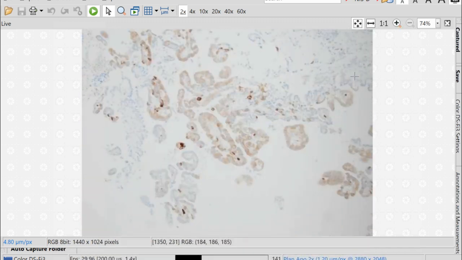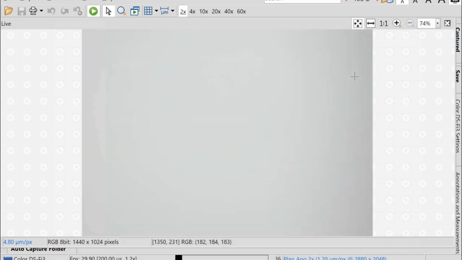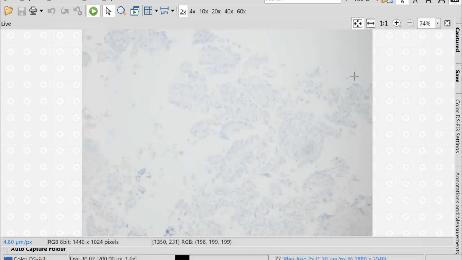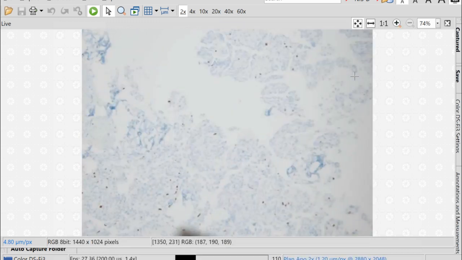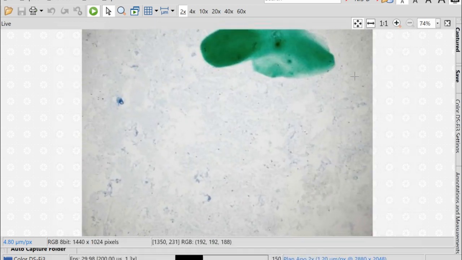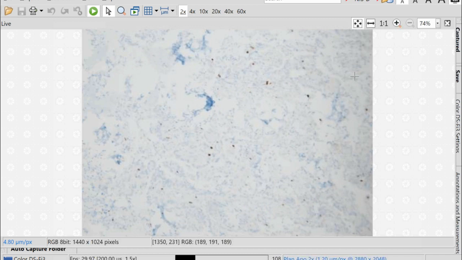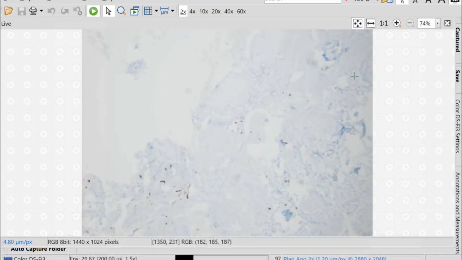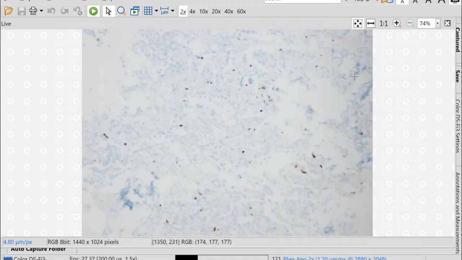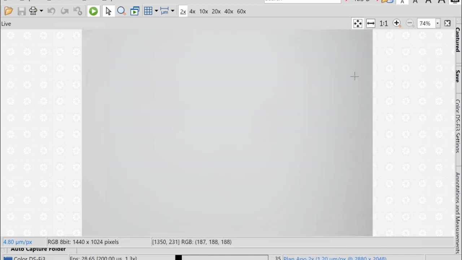CK7, some CK7 positivity. CK20 negative. On occasion, you can have some focal staining as well for that. And this is Ki67. That goes well with a relative absence of mitotic activity.